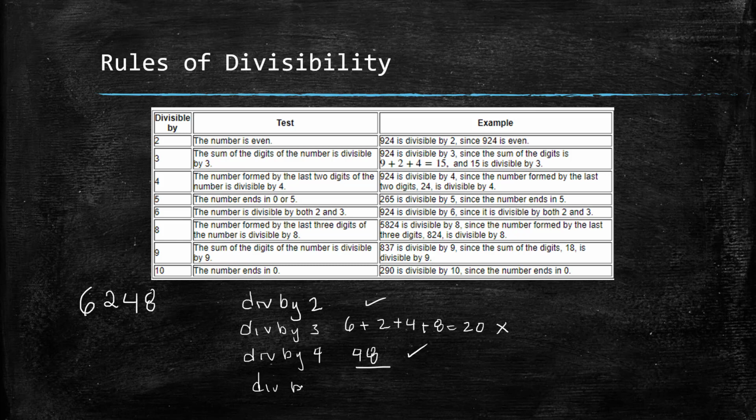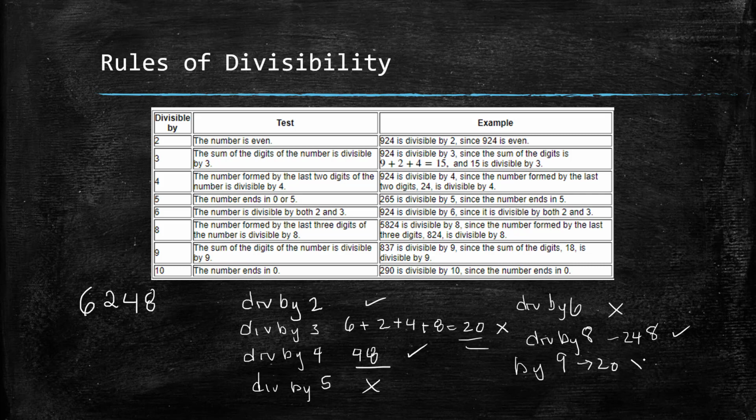Is it divisible by 5? Only if it ends in 5 or 0. Divisible by 6 would be if it was divisible by both 2 and 3, and it's not. Divisible by 8 says we look at the last 3 digits, so the 2, 4, 8, and those are divisible by 8, because 8 will go into 24, 8 will go into 8. By 9, once again, we look at our sum of the numbers that we did with 3.